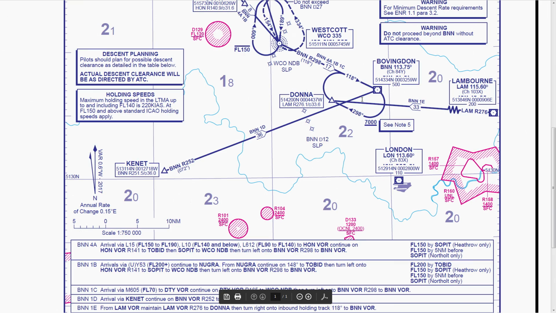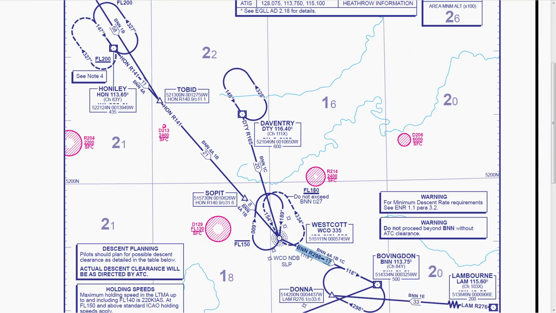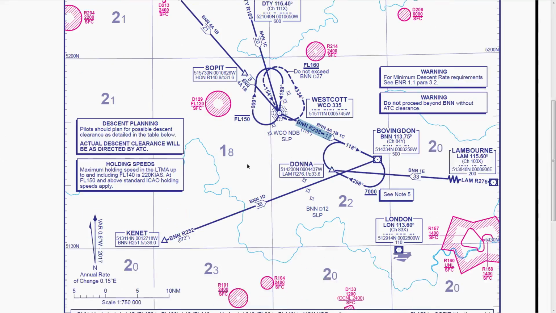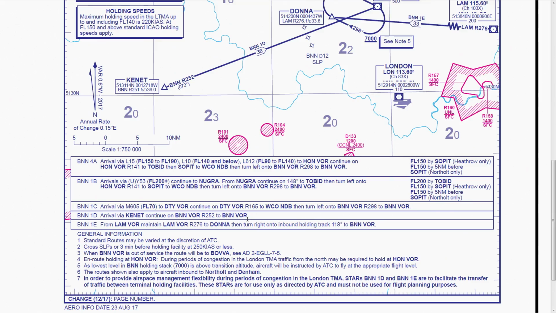So you can't go from Kennet on the Bovingdon 1 Delta or in from Lambourne on the Bovingdon 1 Echo. For Lambourne, you want to be using the 3 Alpha, and for Kennet, I can't remember what the one is in from here, but you want to be using, for example, 3 Alpha coming in from Lambourne, and then use these ones for Bovingdon. So Bovingdon, as you can see, is only essentially from the northwest. That's what Bovingdon is used for. Hopefully that makes a lot of sense to you guys.